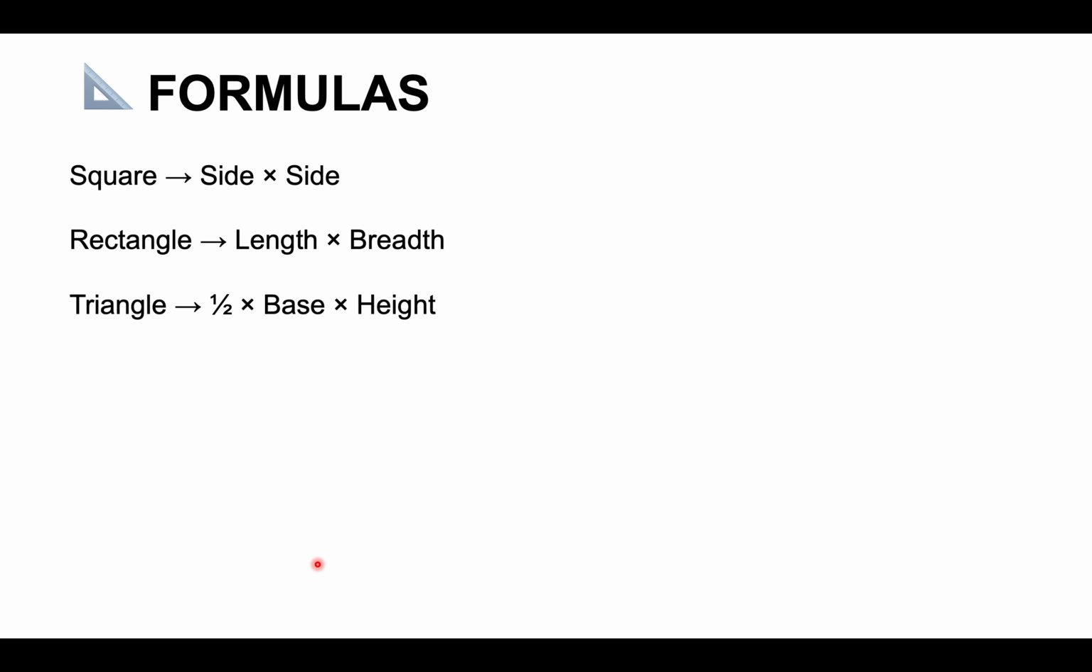Now we have formulas. We have a definite formula for how you calculate a square. It's nothing but side into side. Rectangle, we all know it is length into breadth. And triangle, it's half of the base into height. Correct? Now, what do you mean by area again? Area is more of counting how many squares fit inside.